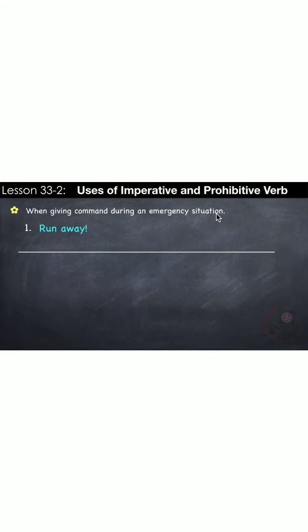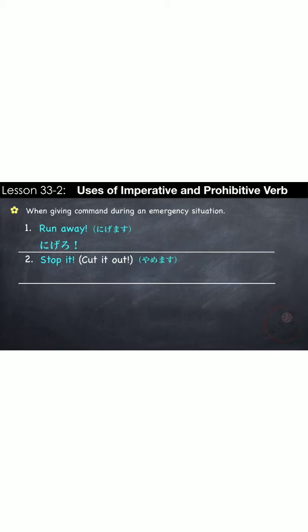So, for example, run away. When there's fire, you can say run away or 逃げます. So, for imperative form, we say 逃げろ. Another example is stop it or cut it out. This is also an imperative verb. So, our verb is やめます. So, it becomes やめろ.